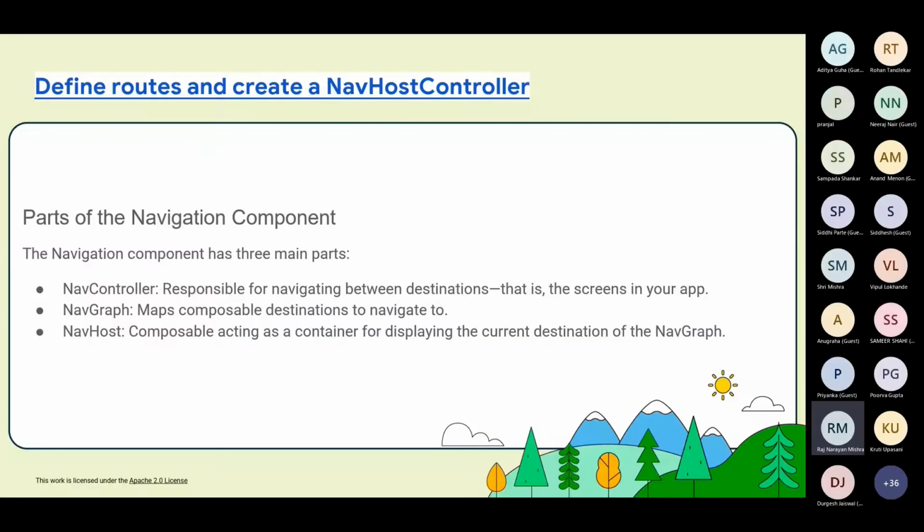Now, the navigation component is basically divided into three parts. First, the nav controller, which is responsible for navigation between destinations, that is, screens in your app. Second, the nav graph, which maps your composables. This is basically your function graph, where you put which page to migrate to, what to click, and where to migrate. Third, the nav host, which is the container for displaying the current destination of the nav graph.